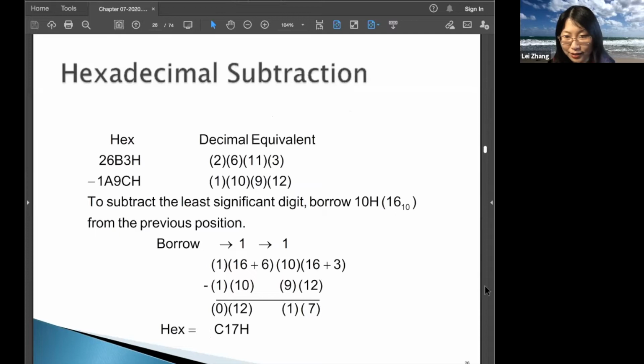11H equals 17. That's right. The 17 hexadecimal. That's correct. Okay.